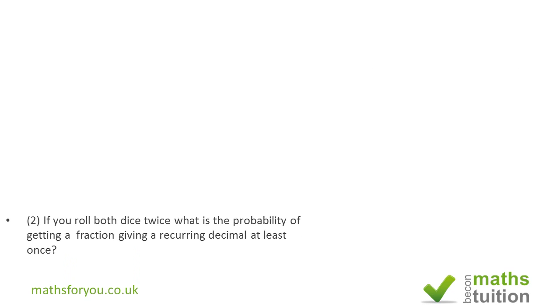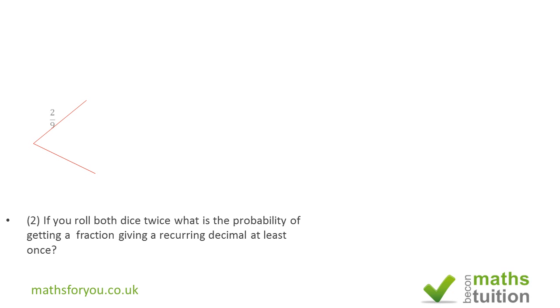Now for question 2, which we've got here. If you roll both dice twice, what's the probability of getting a fraction given a recurring decimal at least once? So to help me explain this as well as I can, I need to draw 3 diagrams. You don't have to draw 3 diagrams. Anyway, for the first event, I've got this here.